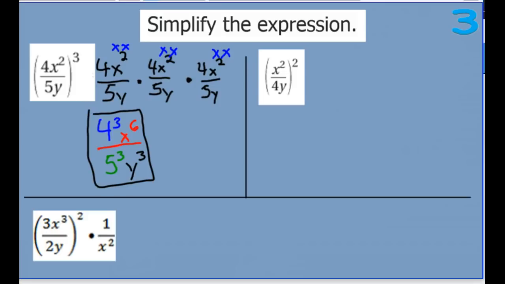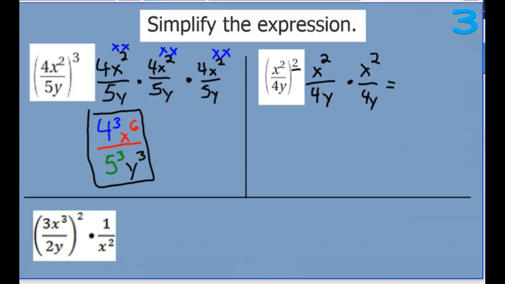For our next problem, inside our parentheses we have x squared over 4y. This exponent right here tells us how many of those we have. It says we have 2, so I'm just going to write it one more time. Now we have 2 x squareds over 4y's.